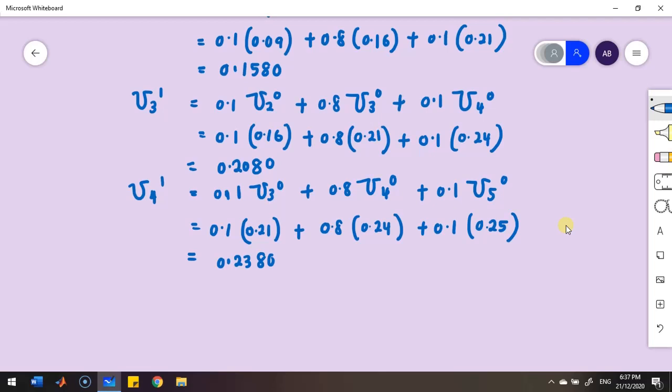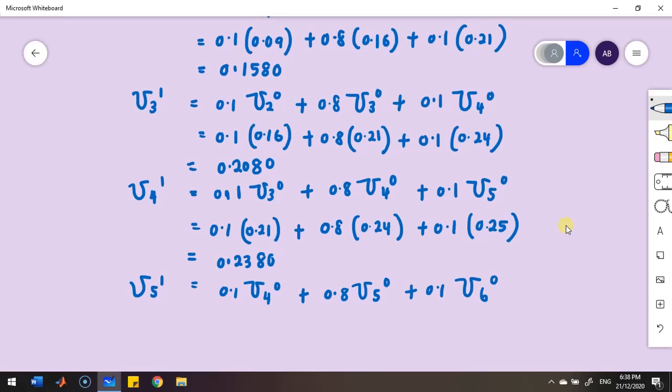Now back to u51. I have 0.1 u40 plus 0.8 u50 plus 0.1 u60. Is it?